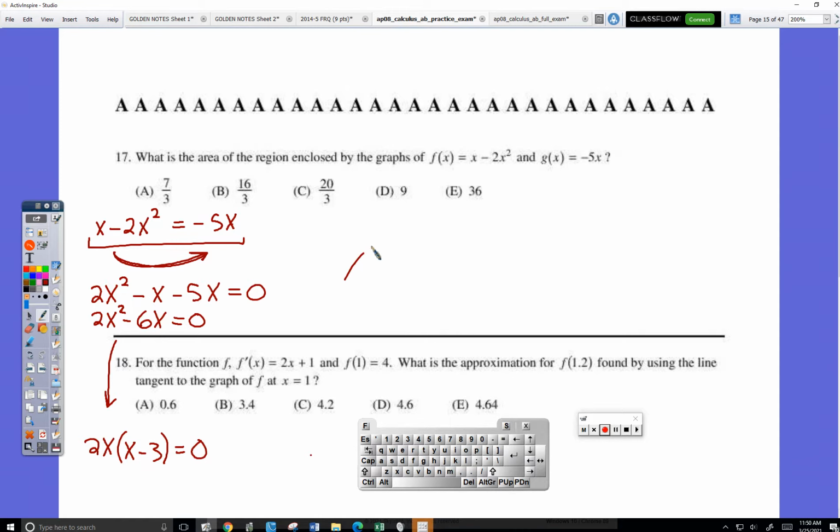Yep. So I don't take any time to graph accurately. I just graph good enough. That works. That's all I need. Questions?